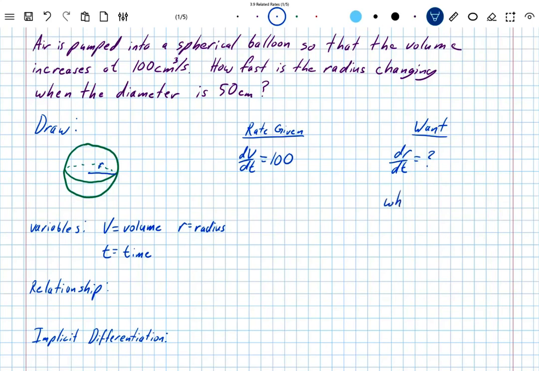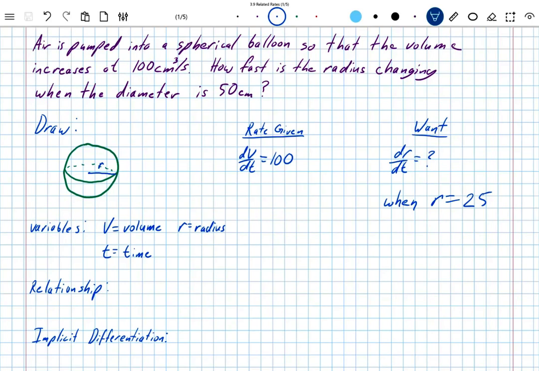When, I don't really want to have a diameter and a radius at the same time. So when R equals, do you know? If the diameter is 50, what is the radius? The diameter is twice the radius, so this should be a 25. Great. So I managed to get rid of that diameter, which might have caused me some confusion later. Okay. That's basically the information they gave me.